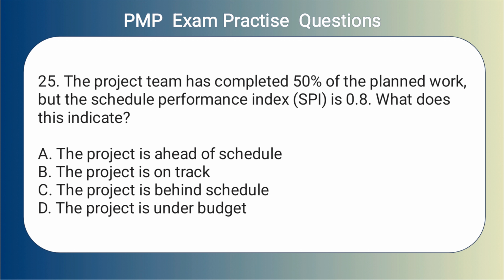25. The project team has completed 50% of the planned work, but the Schedule Performance Index, SPI, is 0.8. What does this indicate? A. The project is ahead of schedule. B. The project is on track. C. The project is behind schedule. D. The project is under budget.